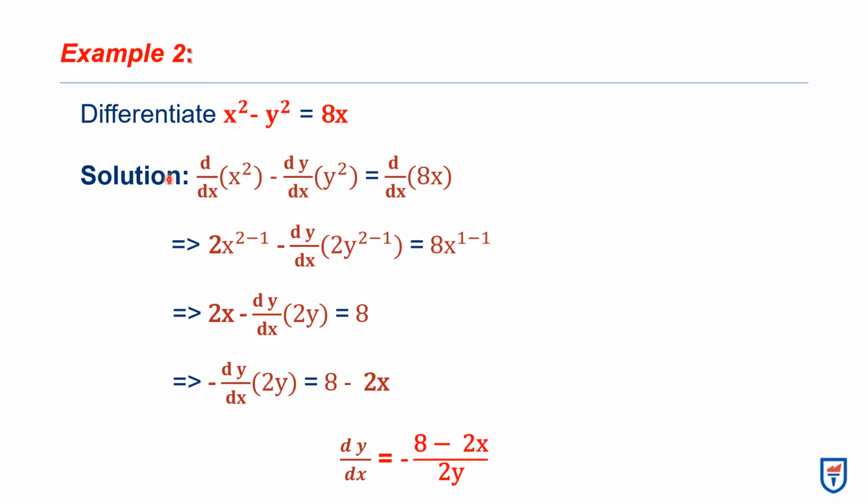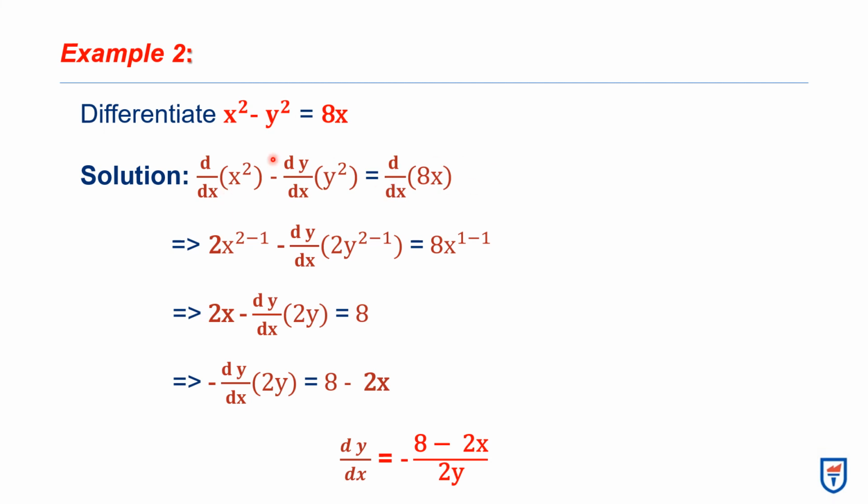Here is the second example, which says differentiate x squared minus y squared equals 8x. So when you check our first term, which is x squared, it is not attached to any other variable, it is only x. So we differentiate only in terms of x. So we're going to find d/dx of x squared. Then minus, here we have only y, the variable, so we're going to differentiate in terms of y. So we're going to find dy dx of y squared. Then here we have 8x. So we're going to find d/dx of what?